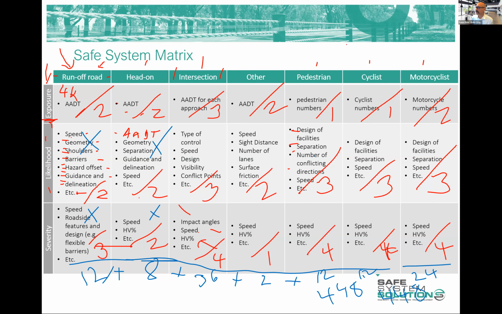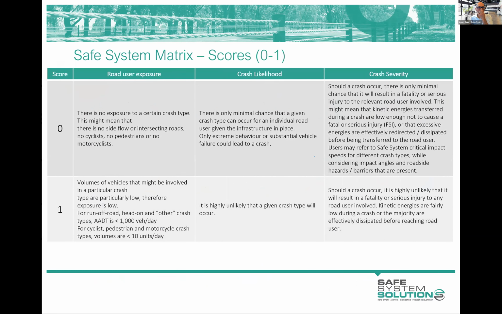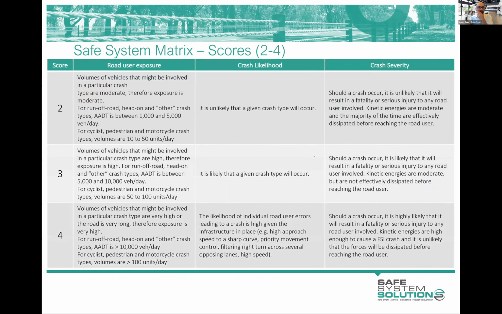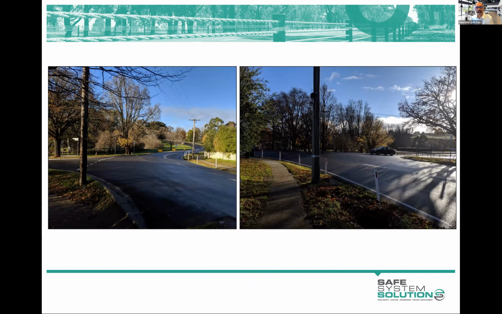So that's the matrix, and we've gone through that. Let's play one out here. Here's an intersection, the existing bit of road. You can see it's a give-way controlled intersection. There's a car waiting to come out on the right-hand side. It's got a bit of a footpath and a windy road coming into it, some power poles there.